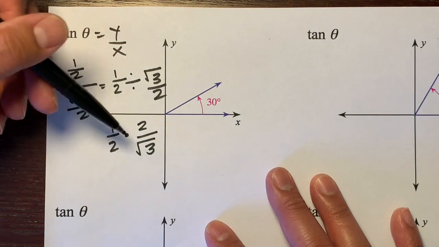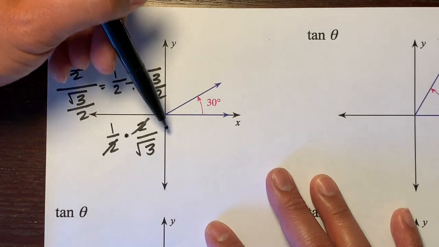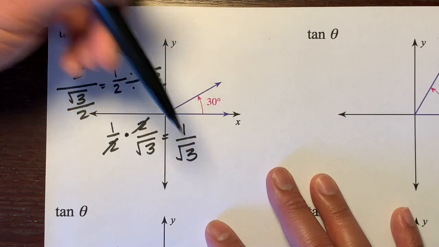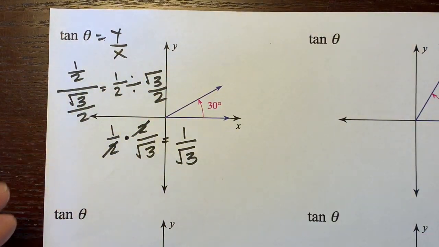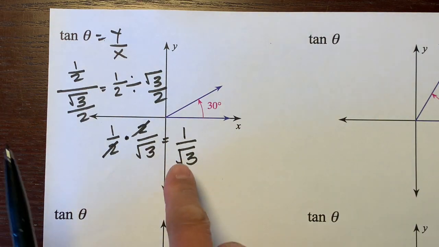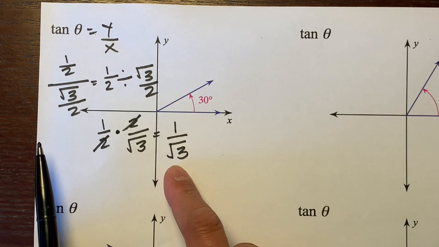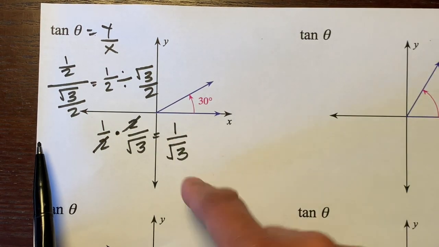If we multiply this out, before we multiply, what can we cancel out? We can cancel these 2's, and we're left with 1 over radical 3. But here's the thing. In math, you can't have a radical in the denominator, or it's not preferred to have a radical in the denominator.